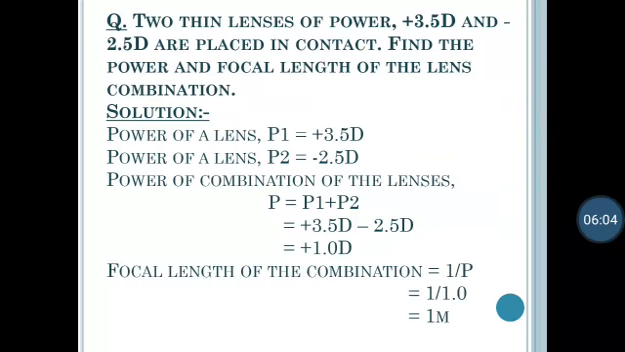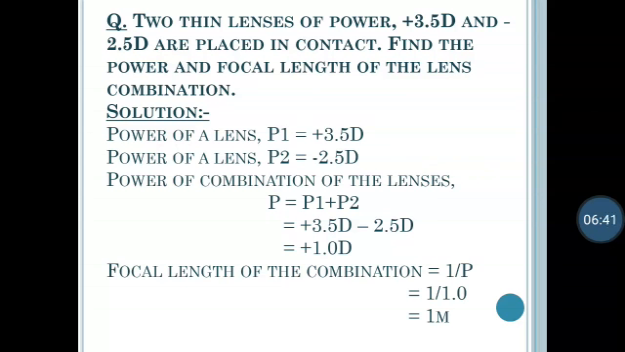Now next question, which is based on the power of combinations of lenses. If 2 or 3 lenses are placed in contact, then power of the combination is expressed as P is equal to P1 plus P2 plus P3 and so on. This question is based on that formula. Two thin lenses of power plus 3.5D and minus 2.5D are placed in contact. Find the power and focal length of the lens combination.